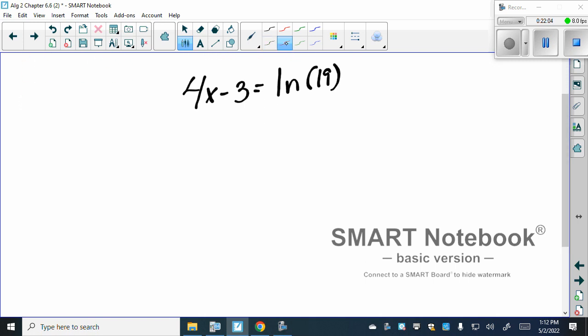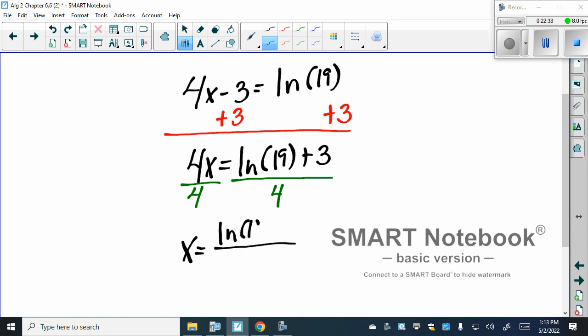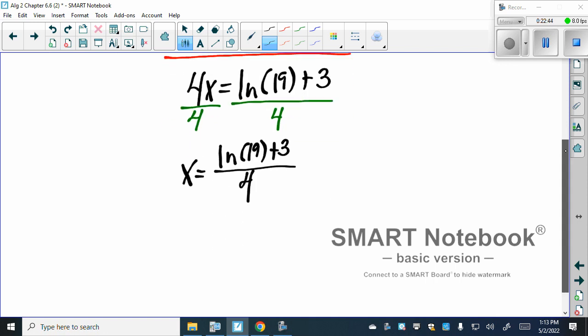And after applying that, all we need to do now is just get x by itself and we would have our answer. So the first thing we can do in getting x by itself is to add 3 to both sides, which would tell us that 4x is equal to the natural log of 19 plus 3. At this point here, we can divide both sides by 4, telling us that x is equal to the natural log of 19 plus 3 divided by 4.